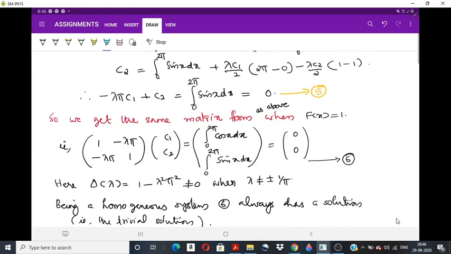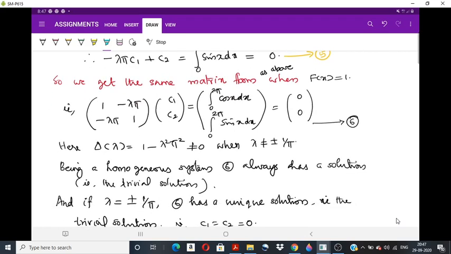because integral 0 to 2 pi f of x into cos x is 0, and again integral 0 to 2 pi f of x into sin x is also 0. So we will again get the same characteristic values and characteristic equation, or the homogeneous equation is the same. Equation 6 is the same as in the previous case. And one more thing, in this section it is also assumed that lambda is not equal to plus or minus 1 by pi.